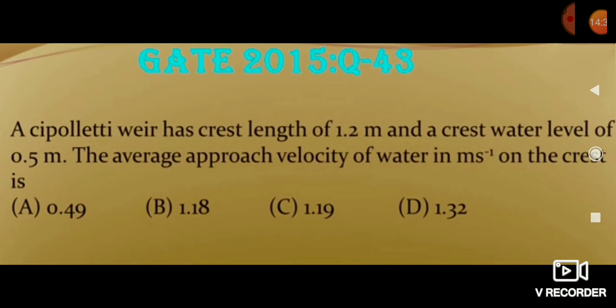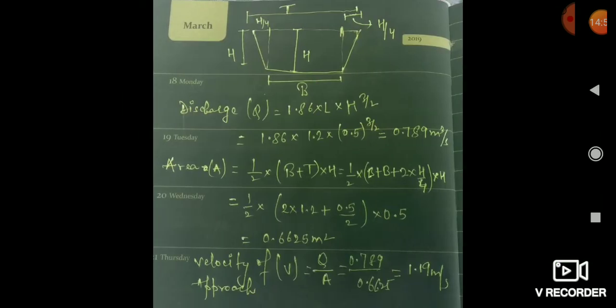trapezoidal shape weir which has the slope ratio of 4:1, means the vertical to horizontal ratio is 4:1. Superlative weir का यही concept होता है. Only it is a trapezoidal weir. ये एक trapezoidal weir होता है जिसका slope ratio होता है 4:1, means vertical to horizontal is 4:1. You can see here the solution.